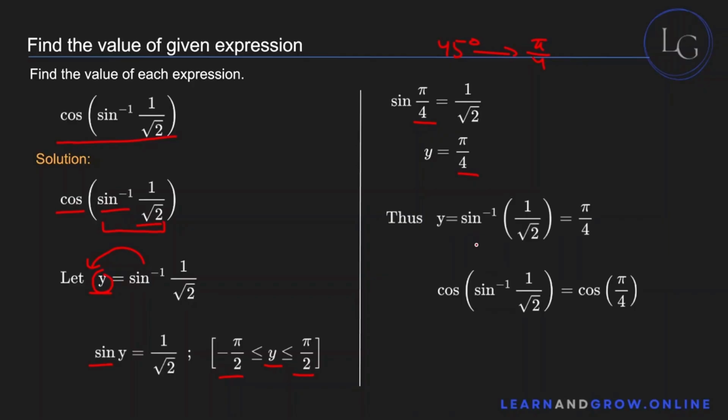Now, since we already know that y, which is equal to sine inverse of 1 by under root 2, is equal to pi by 4, all you have to do now is replace that in the original expression, right? Replace that over here. So you replace pi by 4 in this expression to get cosine of pi by 4. And that, as we already know before, is 1 by under root 2.